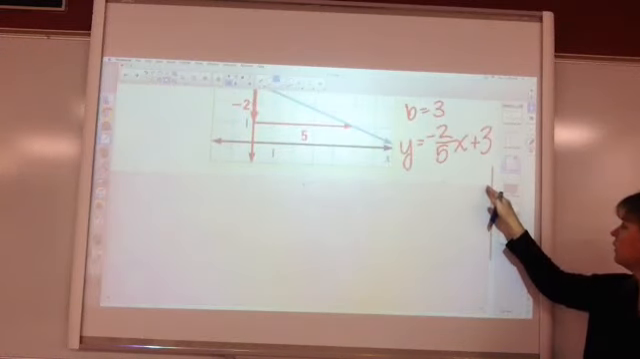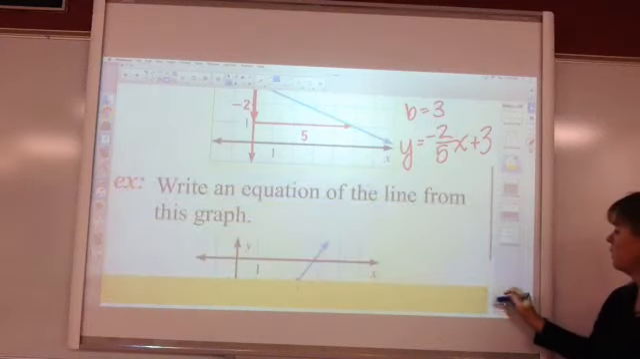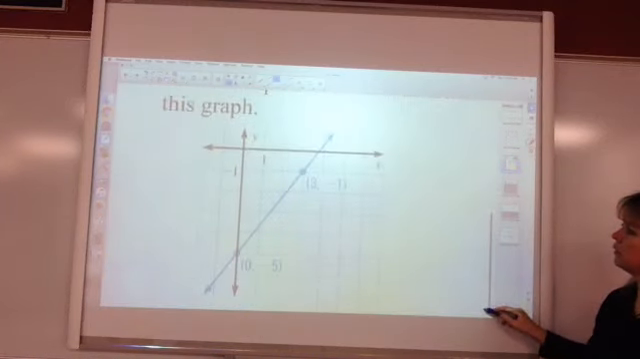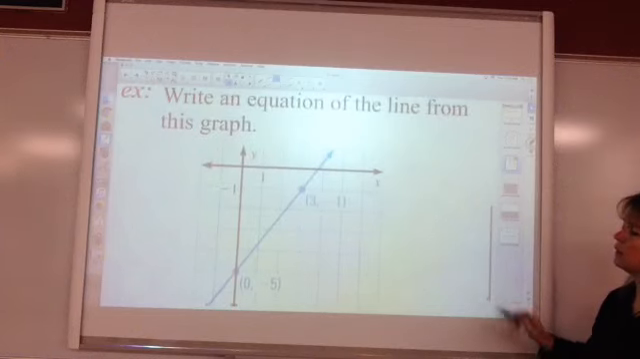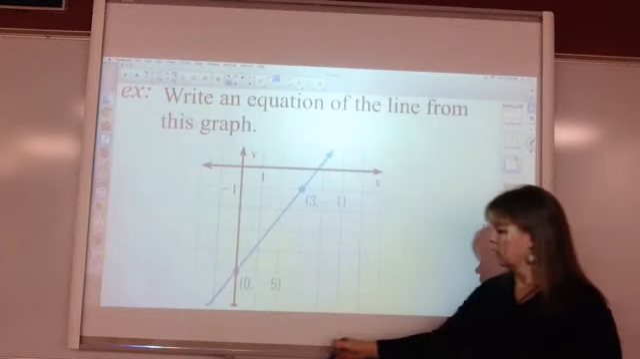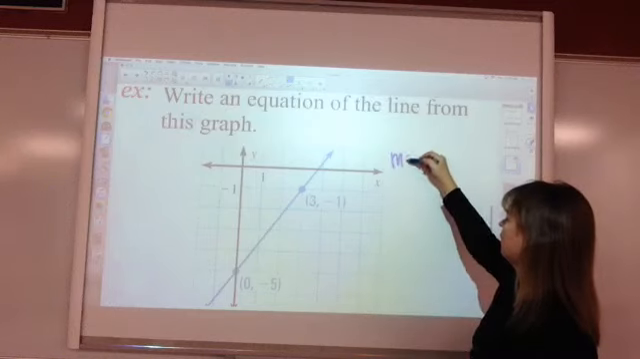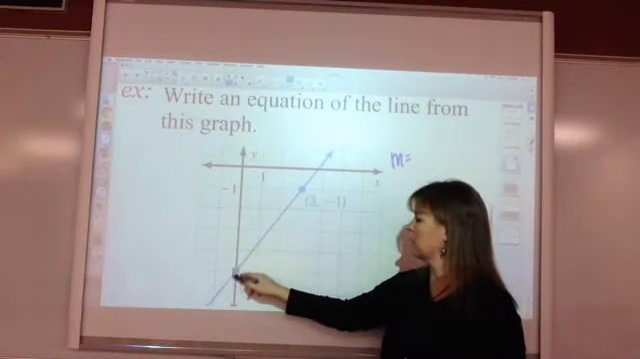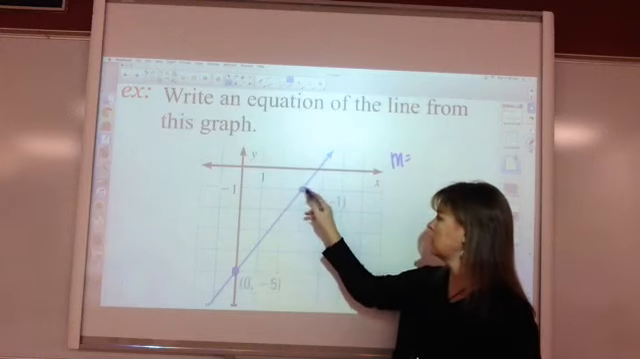Another graph, maybe. Here's the graph. Write an equation of the line. Pause it, take the time to draw this graph. We're going to find slope. And this time they didn't draw it for you with the red arrows, but you can count it yourself from this point to this point.